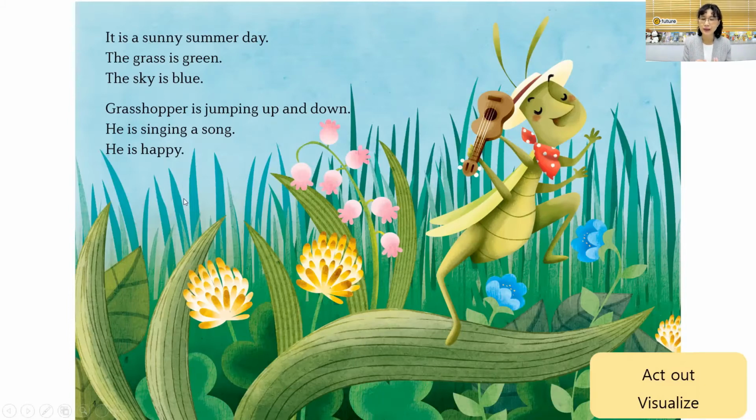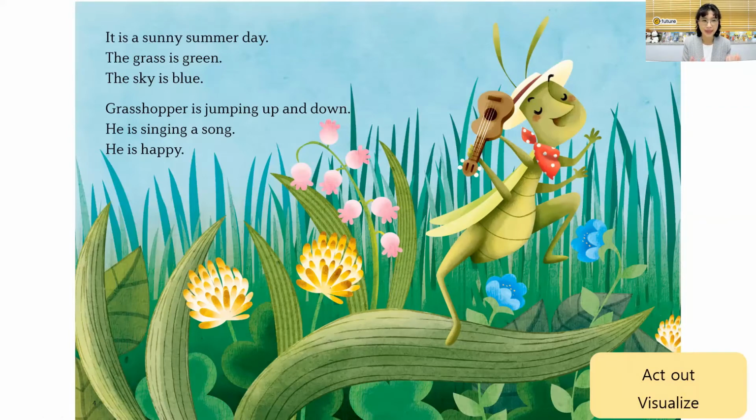Are there any difficult words for your students? I mean, is there any difficult word for you? You are 9 years old. Your level is A1. Okay. If you are reading this story, are there any words that you don't know? Sunny, summer, day. The grass is green. The sky is blue. It's all very easy, right? Basic words. I think all these words are from A1 level, pre-A1, A1.